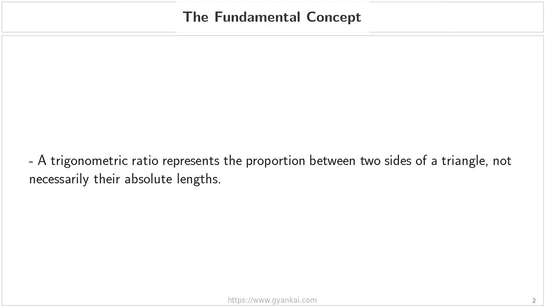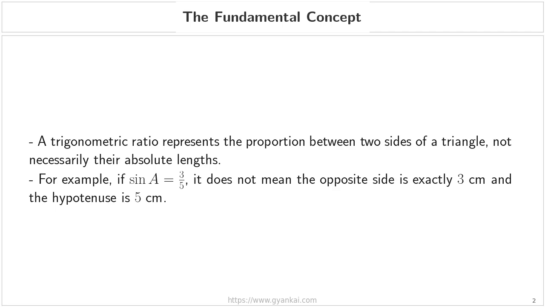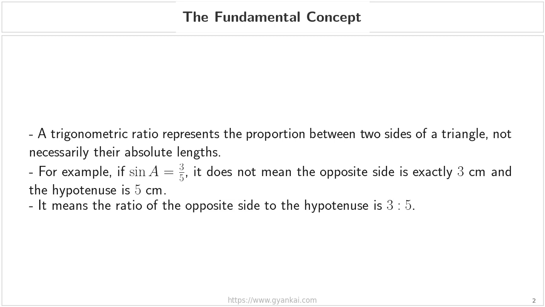The fundamental concept. It is crucial to understand that a trigonometric ratio represents a proportion between two sides of a triangle, rather than their absolute, fixed lengths. To illustrate this, let's look at an example. If we say that sine of angle A equals 3/5, it does not necessarily mean that the opposite side is exactly 3 centimeters and the hypotenuse is exactly 5 centimeters. What it actually tells us is that the ratio of the opposite side to the hypotenuse is 3:5. The triangle could be much larger or much smaller, but that relationship between the sides remains constant.